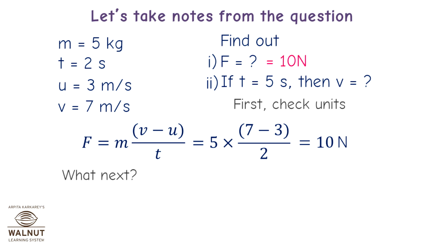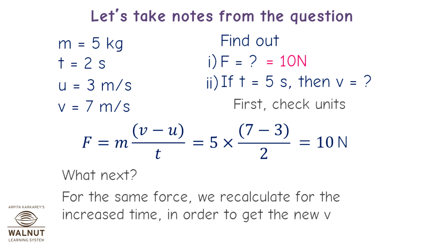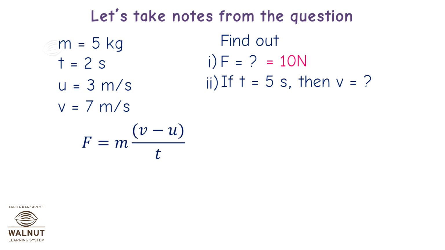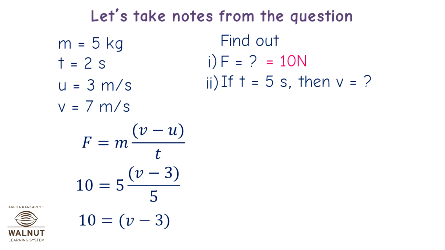What next? For the same force, we recalculate for the increased time in order to get the new V. F is equal to m into V minus U upon T. Therefore, 10 is equal to 5 into V minus 3 upon 5. Therefore, 10 is equal to V minus 3. Therefore, V is equal to 13 meters per second.